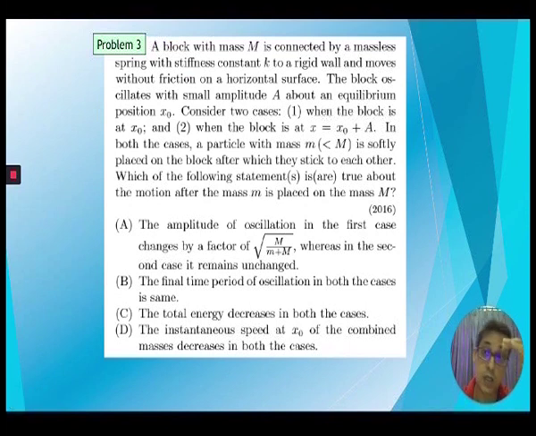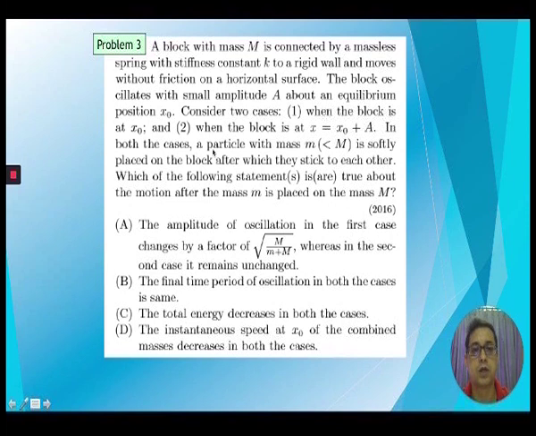It says that a block with mass capital M is connected by a massless spring with stiffness constant K to a rigid wall and moves without friction on a horizontal surface. The block oscillates with small amplitude A about an equilibrium position x0. You are asked to consider two cases. Case 1 is when the block is at x0, that is the equilibrium position, and case 2 is when the block is at x0 plus A. A is the amplitude.